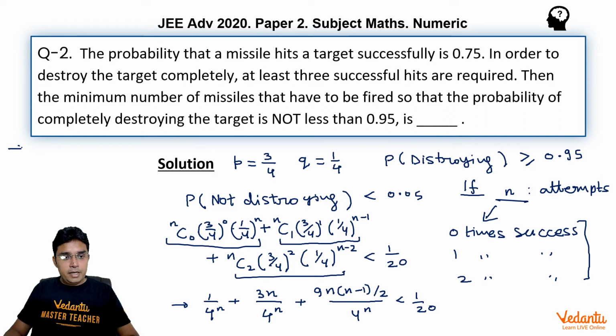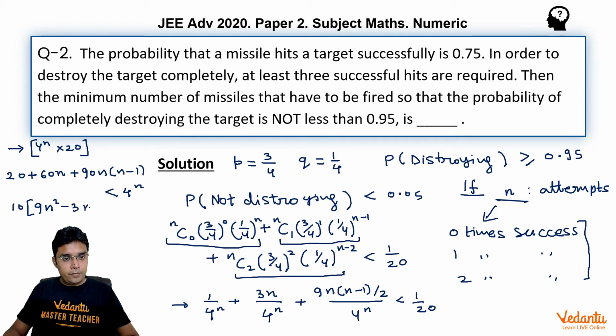Now if I multiply both sides by 4 raised to the power n and 20, on the left hand side I will be having 20 plus 60n plus 90 into (n minus 1), and that is less than 4 raised to the power n. On the left hand side I can take 10 common, and we will be having 9n square minus 3n plus 2, less than 4 raised to the power n. Let me use this result on the next page.